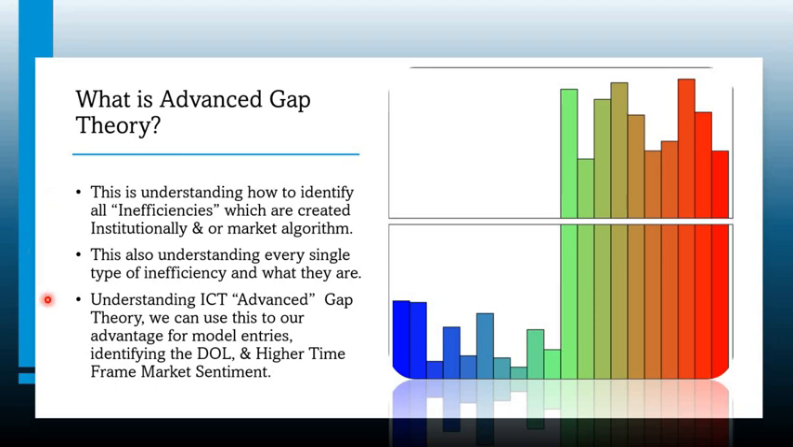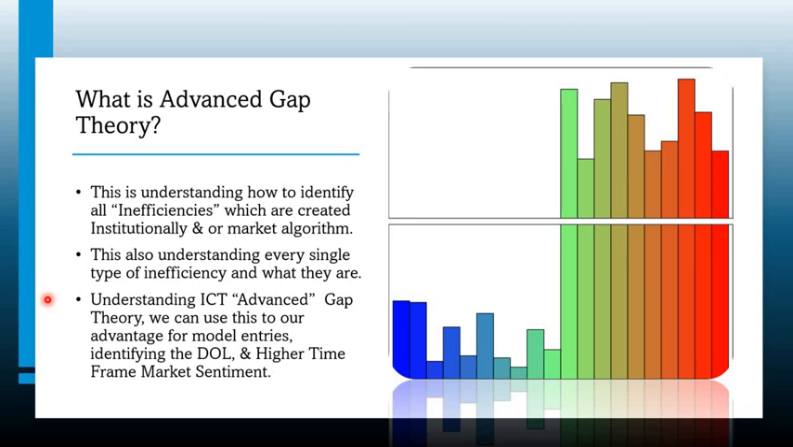So understanding ICT advanced gap theory, we can use this to our advantage for model entries, identifying the draw on liquidity and higher time frame market sentiment. Remember, we can use this to our advantage for model entries. If we are using a 2022 model, which I had taught you guys, the most basic model, I want you guys to master this first. You can replace your BISI with an inverse fair value gap if you so choose. You can replace it with a breaker block. You can replace it with an order block. It's all up to you. It's just expanding your horizon to what makes more sense to you and what you feel more comfortable with.